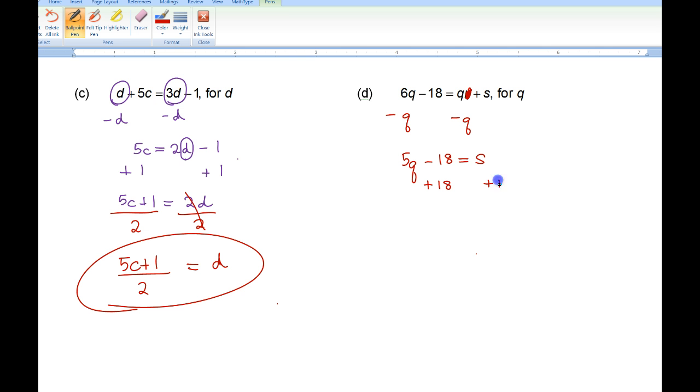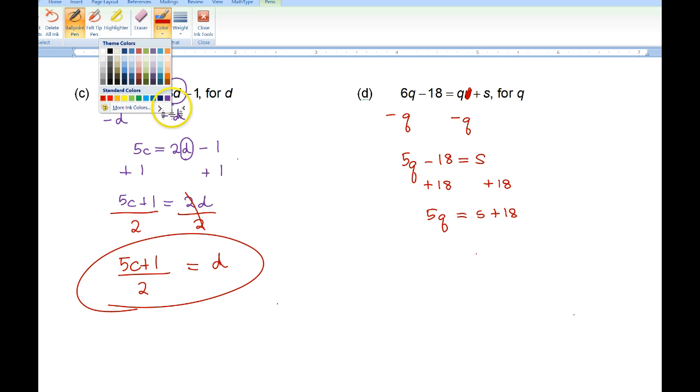Remember, we're trying to isolate the Q. So we're slowly removing one thing after the next that's on the same side as Q. Now, S and plus 18, you can't do anything with that. So you do plus 18 on both sides, because we want to cancel out the minus 18. The only way you can cancel a minus 18 is to put plus 18.